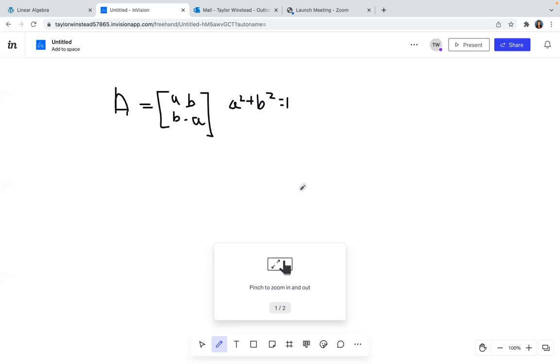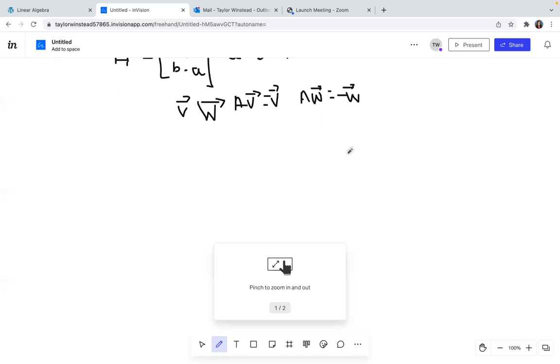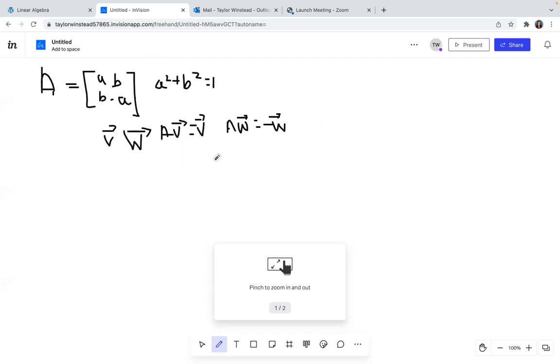So what we're trying to do is find two non-zero perpendicular vectors, V and W, such that A times vector V is vector V, and A times vector W is negative vector W. Okay, so now that we've got that figured out, we need to figure out what these two non-zero perpendicular vectors are. So first I'm going to draw a little image.